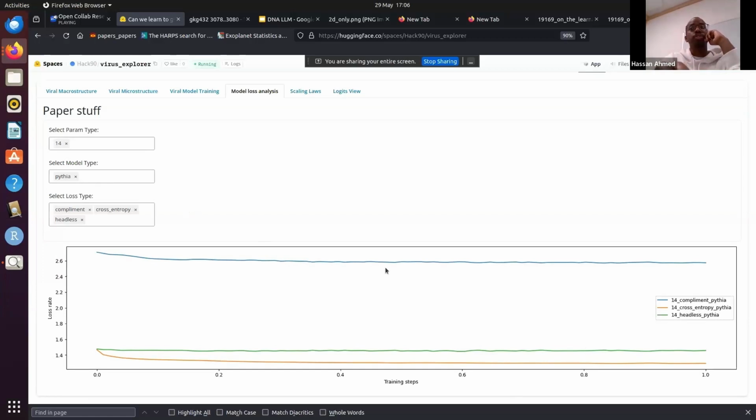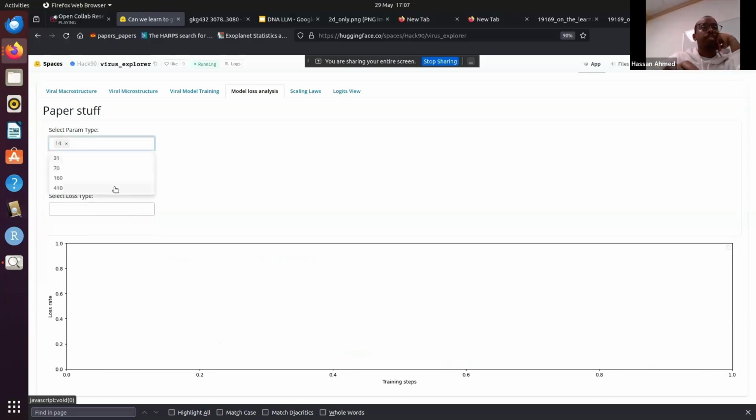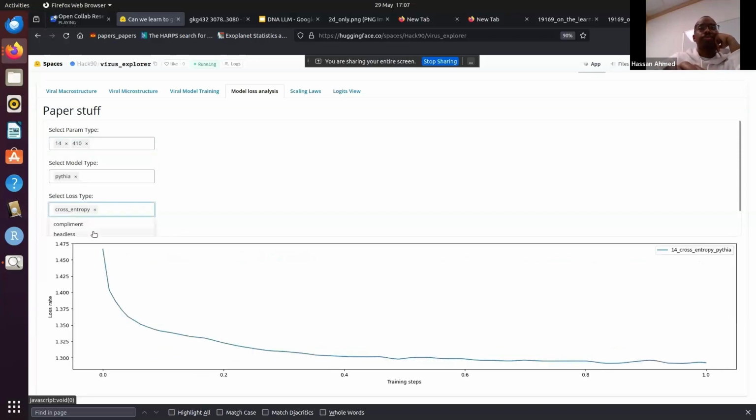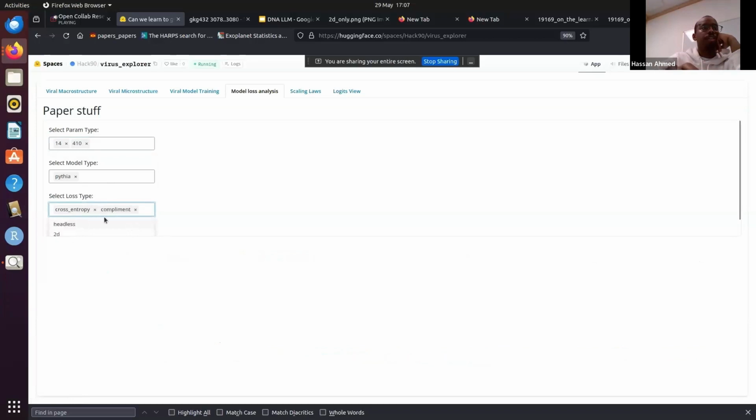However, when we fine tune the model, the complement performs significantly better than the cross entropy, which makes sense considering you're looking at the base pair, and then you also include the complement when you're calculating the loss. Let's look at the complement.